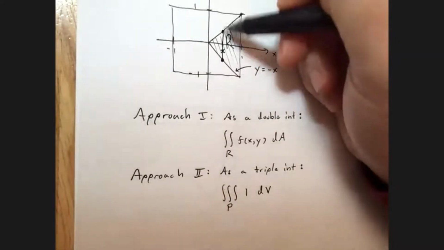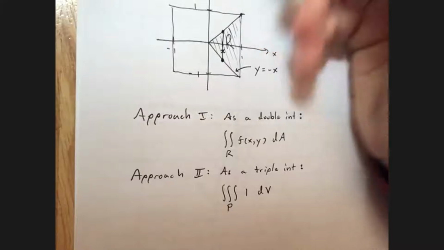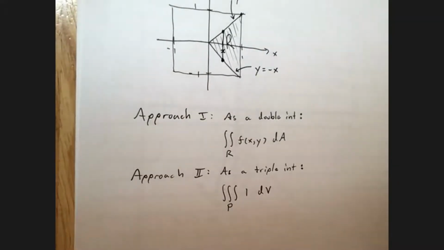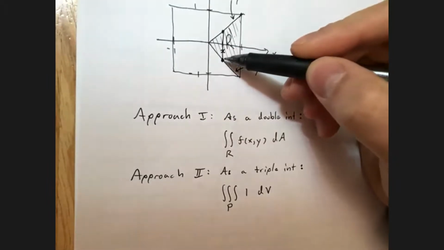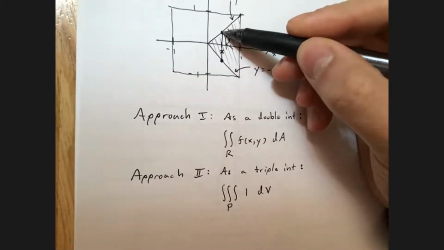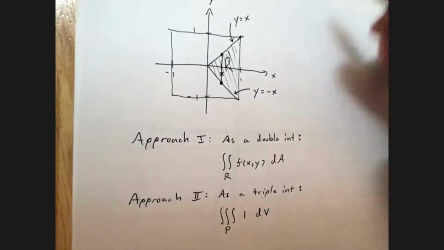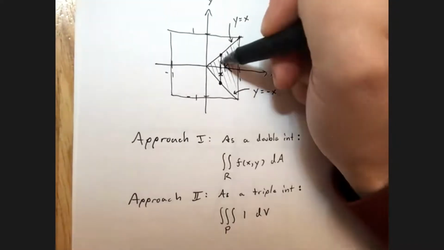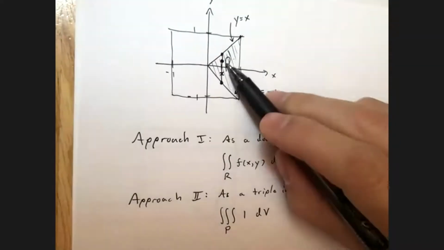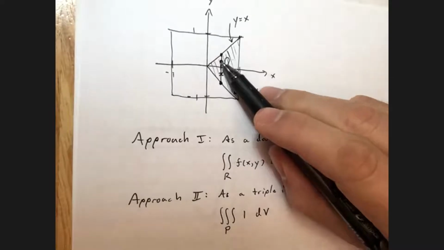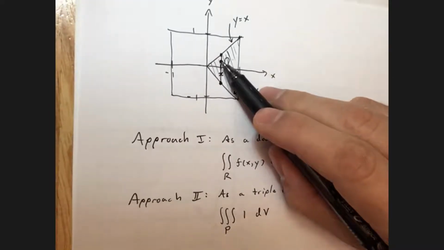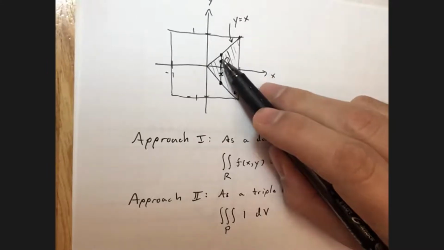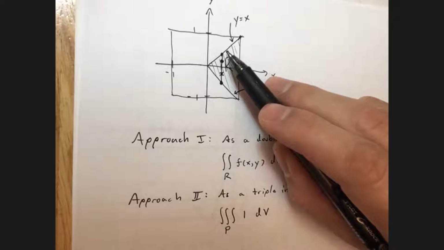And then I go up to this line. This line is y equals x. So for each x, y is going to range from negative x to positive x. That went off the screen there, sorry. Negative x to positive x. And then for each x and y that we find ourselves at on this line segment, we're going to integrate z from the base of the pyramid to the top. So z is going to start at 0 and go up to the top of the pyramid.